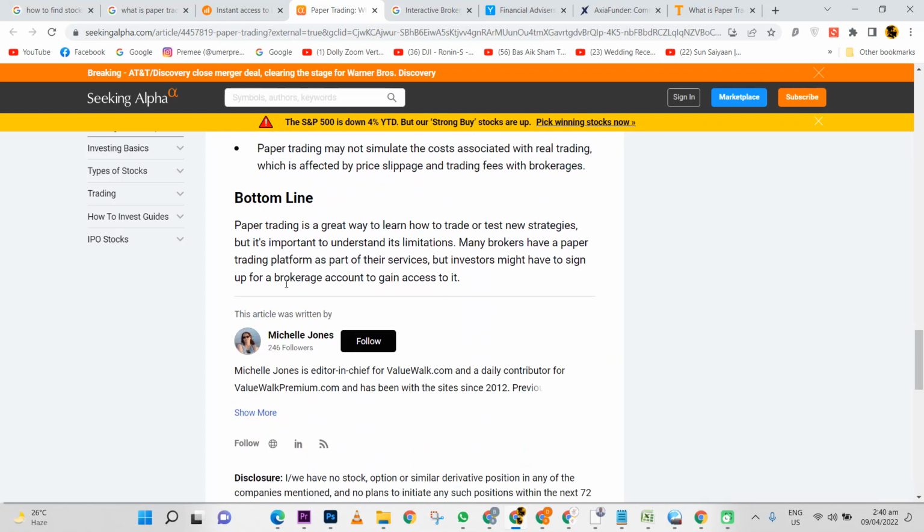Bottom line, paper trading is a great way to learn how to trade and test new strategies, but it is important to understand the limitations. Many brokers have paper trading platforms as part of their services, but investors would have to sign up for a brokerage account to gain access to it.